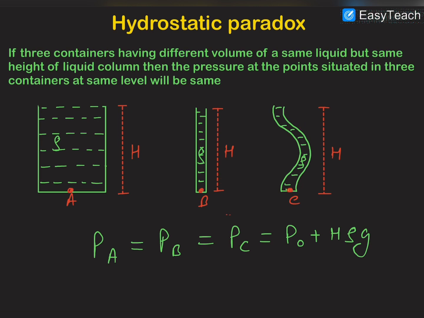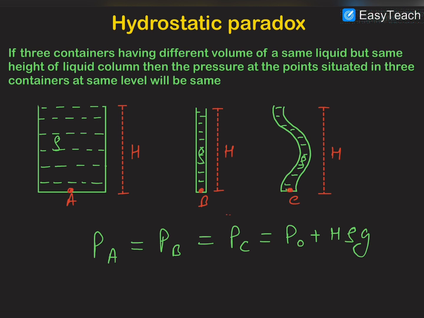Now, I'm not saying the length of the liquid column means this length. The height of the liquid column is actually the depth measured in the direction of gravity. Gravity is acting in just the downward direction, so we have to measure this height as h. If these three heights are equal, then the pressure at A, B and C will be equal, and it would be P naught plus h rho g.